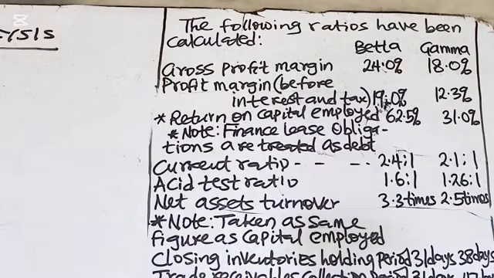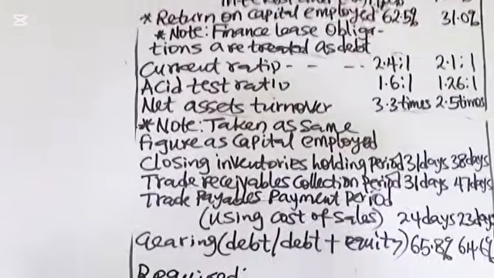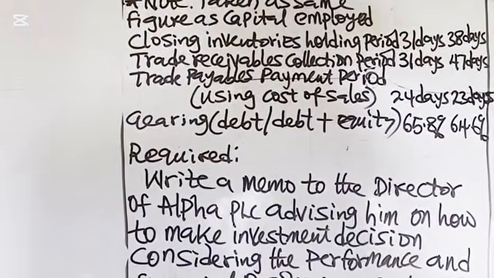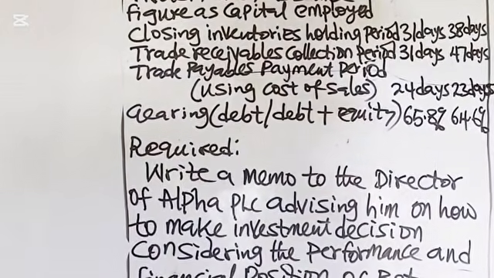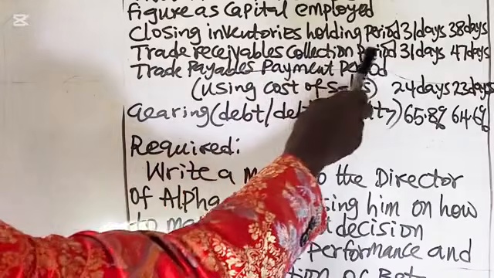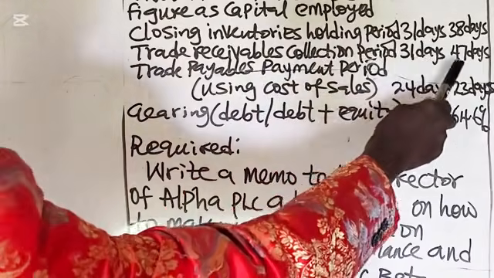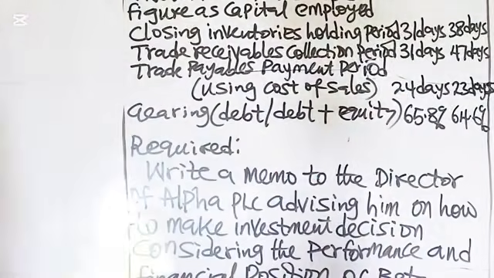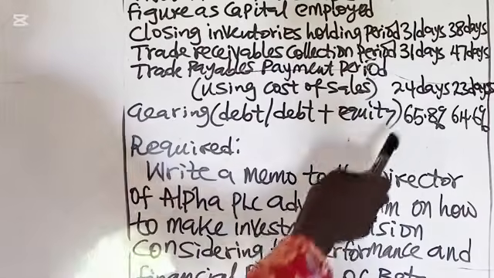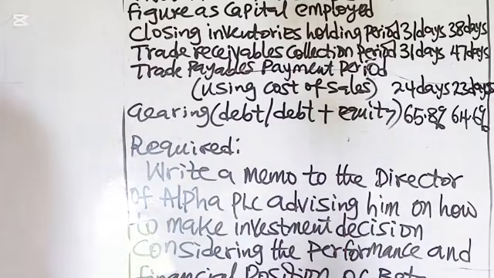Then closing inventories holding period is 31 days for Beta Limited and 38 days for Gamma Limited. Then we have the trade receivables collection period: 31 days for Beta Limited and 47 days for Gamma. Trade payable payment period, using cost of sales, is 24 days for Beta and 23 days for Gamma.